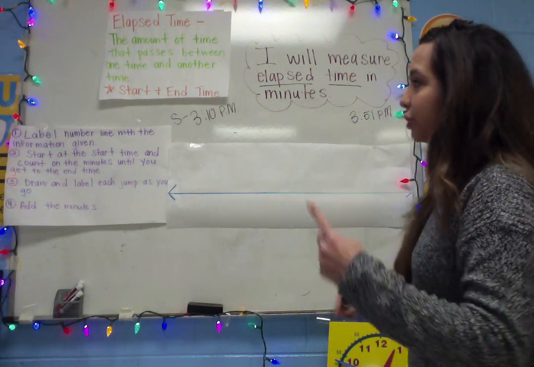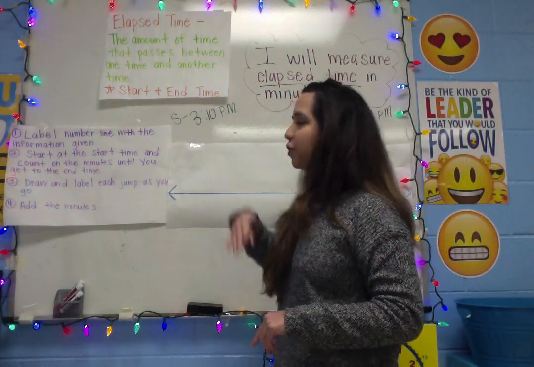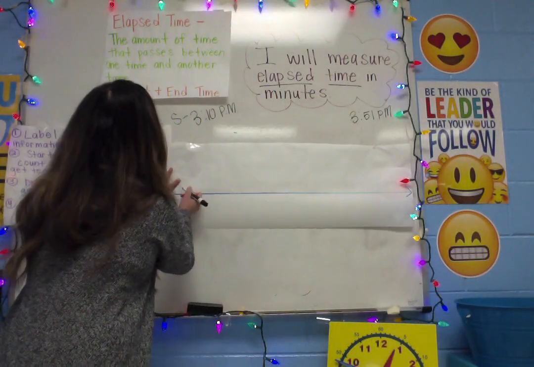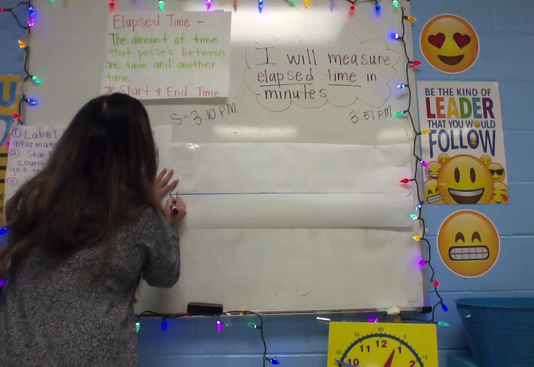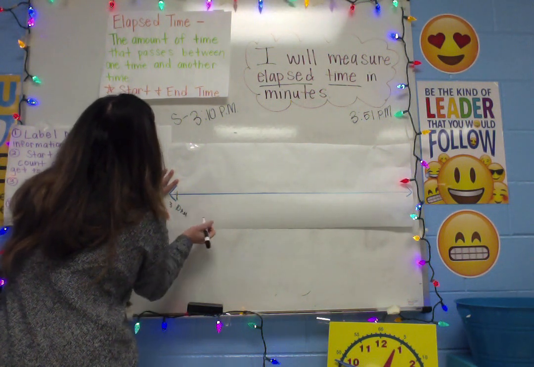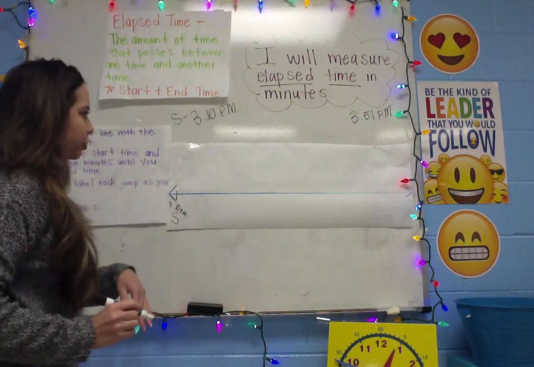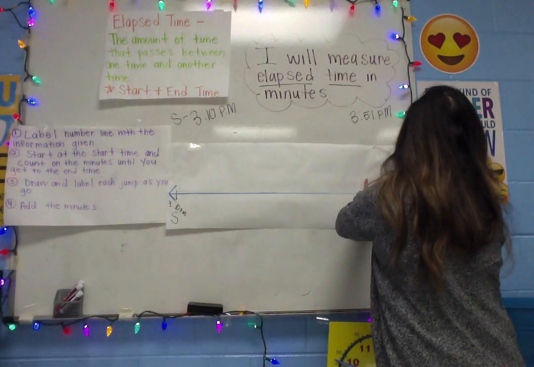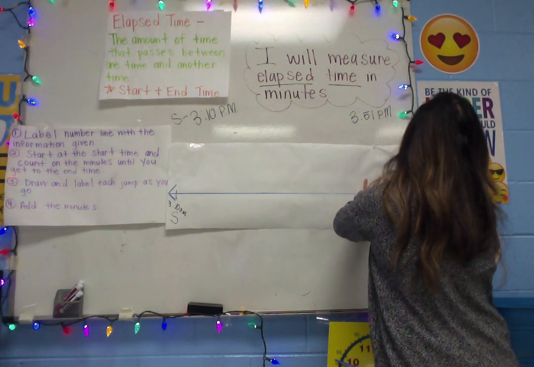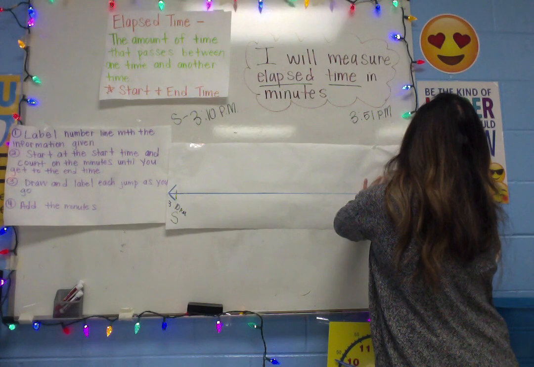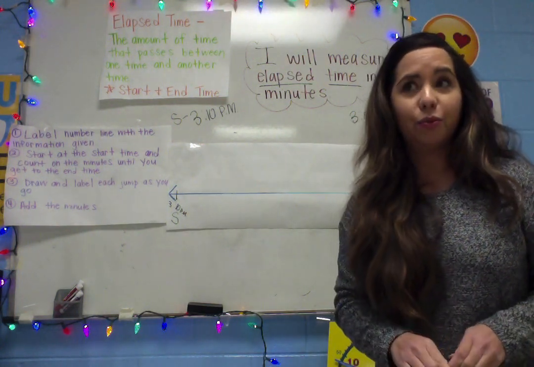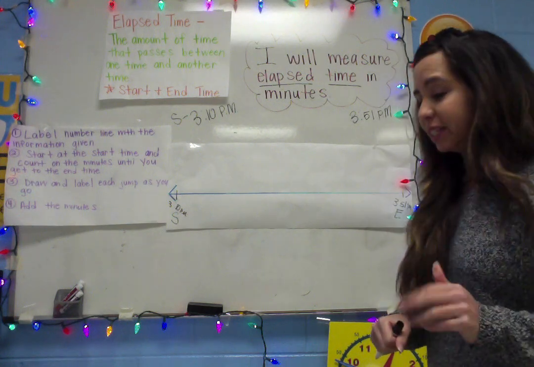The first thing you're going to do is label the number line with the information that is given. I already told you my start time and I told you my end time. So what I would do here is write 3:10. You can write PM. And then I'm going to write a big S for start. And then I'm going to come to the end of my number line. End time is 3:51, and I'm going to write a big E. Okay, obviously, again, this is PM. I'm not going to Walmart in the morning. I'm going to be sleeping.